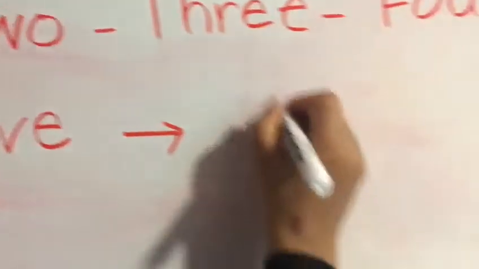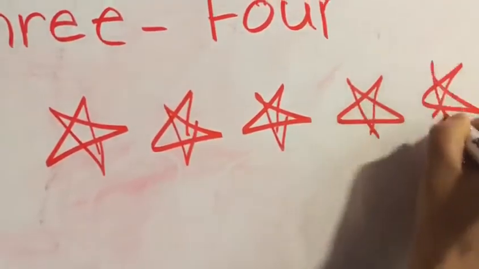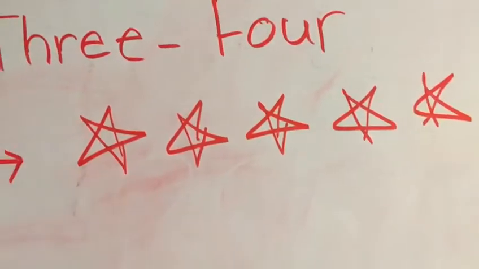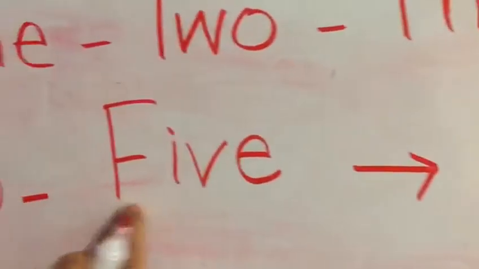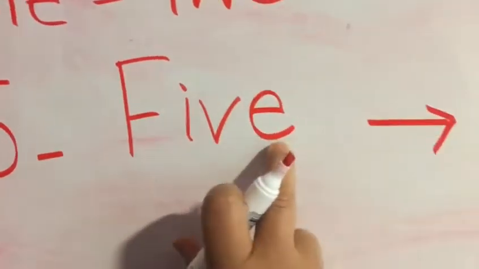Now let's make some pictures here. 5, 1, 2, 3, 4 and 5. I make 5 stars. This is number 5 here. 5, number name 5. F-I-V-E 5. And we have here 5 stars.